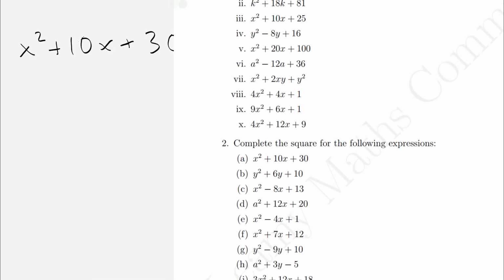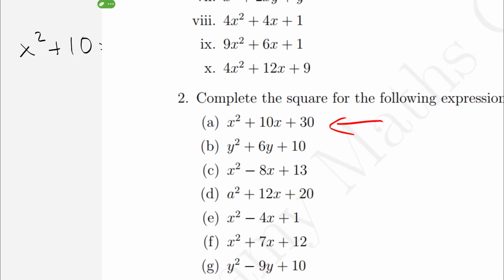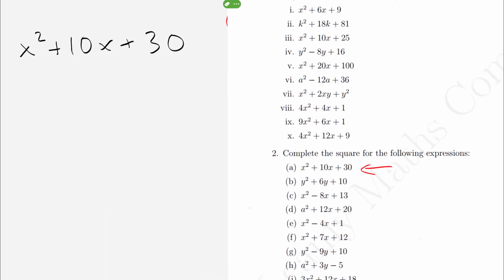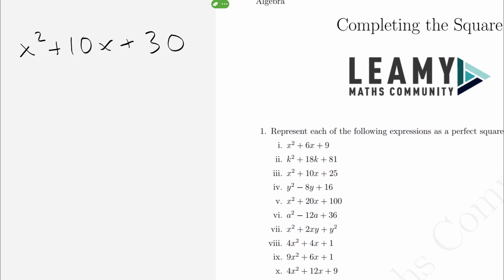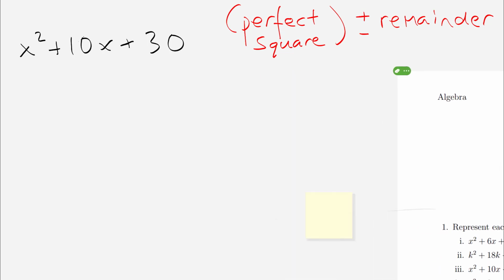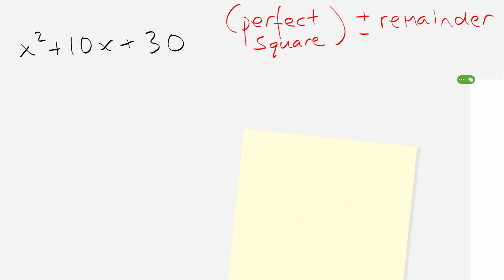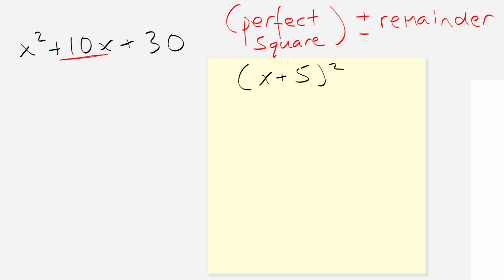So I'll do an example here for you. I'm going to go through this one here. Question 2, part A. Complete the square on the expression x squared plus 10x plus 30. So we've got our x squared plus 10x plus 30. And remember, to complete the square, we have a perfect square plus or minus some remainder. So the first thing we've got to do is analyze what's the associated perfect square. And remember, that's about halving the middle value. So our associated perfect square is going to be x plus 5 squared.